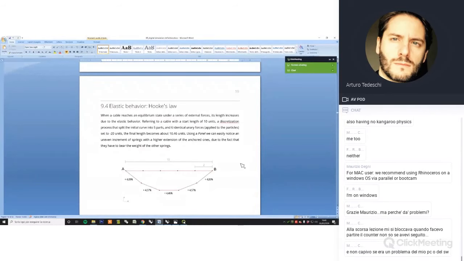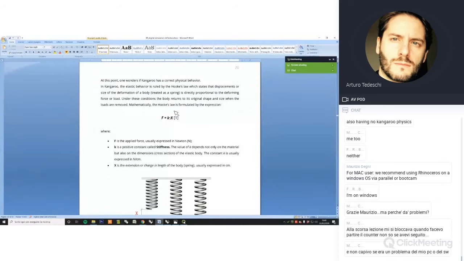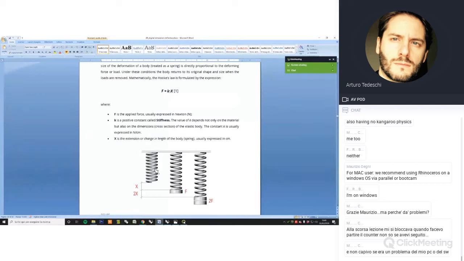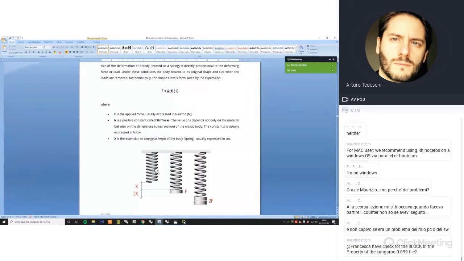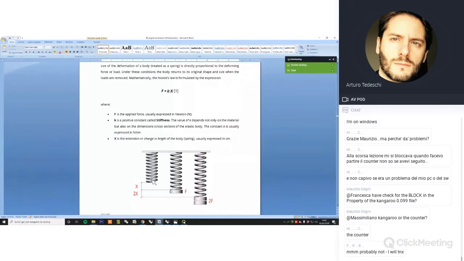Okay, so Kangaroo basically works according to Hooke's law, which says that if you have an elastic spring, the deformation and so this is the equation: F is the applied force, K is a constant called stiffness, and X is the deformation. So we have a direct relationship between the applied force and the deformation itself.